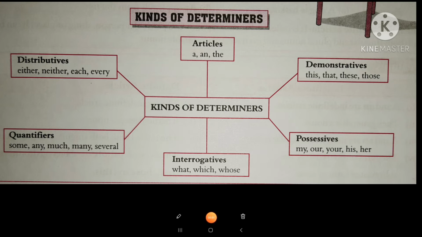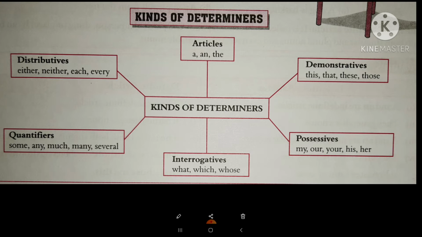And now we can focus on demonstratives. Demonstrative means we are just pointing at a specific object. Just for a demonstration we use these words. It includes this, that, these and those. These are the demonstratives and these are also determiners. First, we can focus on this. This refers to singular nouns that are close by.